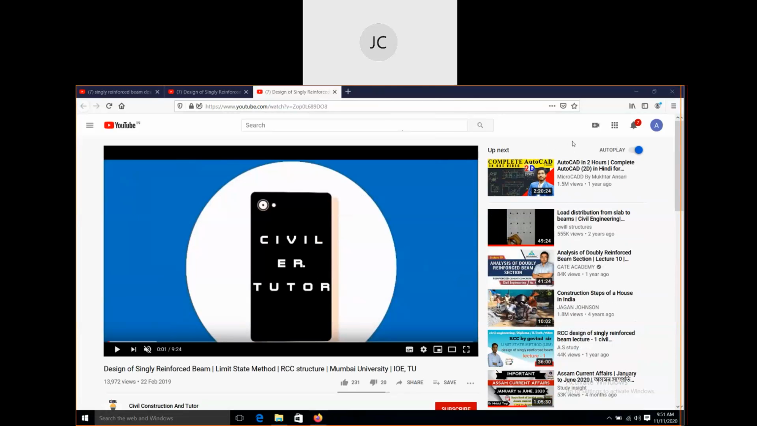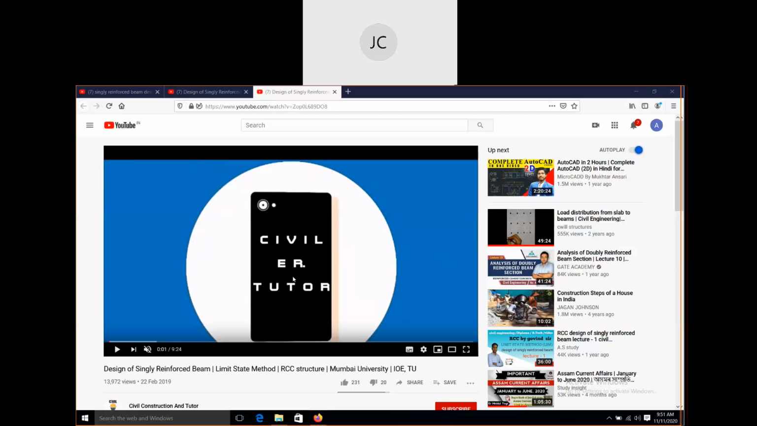Okay, so in the last class we were discussing the design of a singly reinforced beam by the limit state method. Today also we are going to do the same. I showed you some examples from the book I was using. Now I will show you one example from YouTube also. You just go through the procedure, and one thing I will tell you after the example is finished.